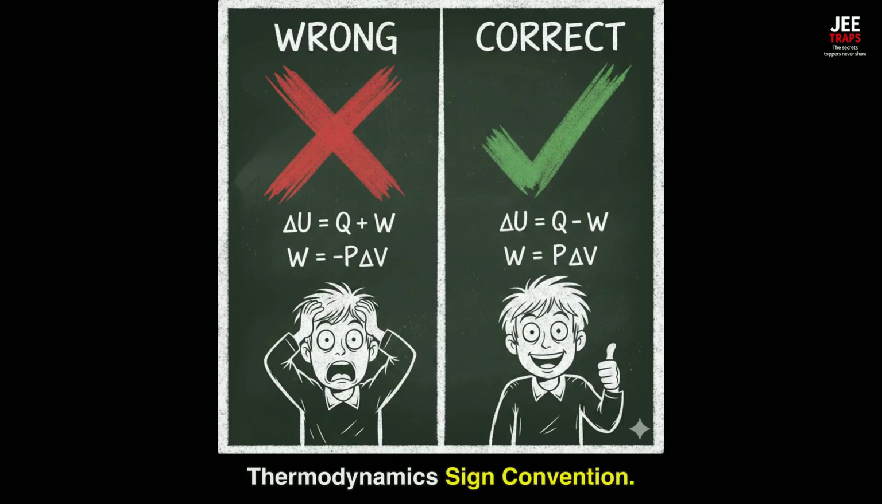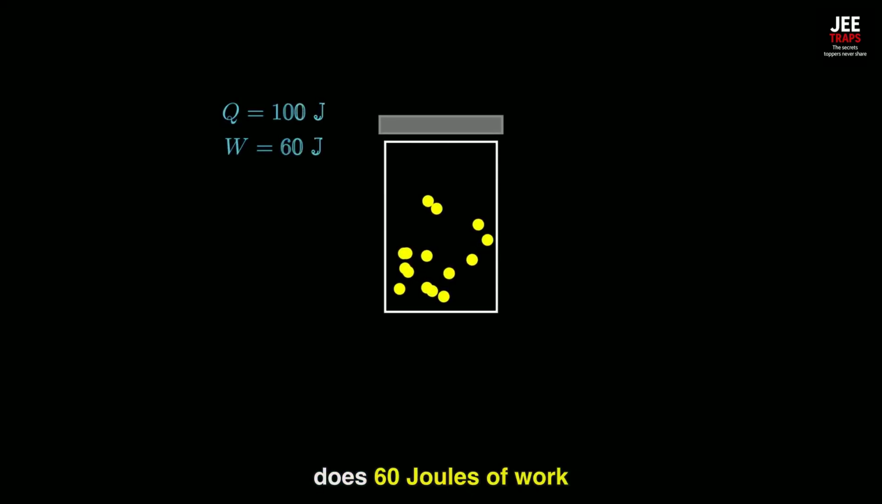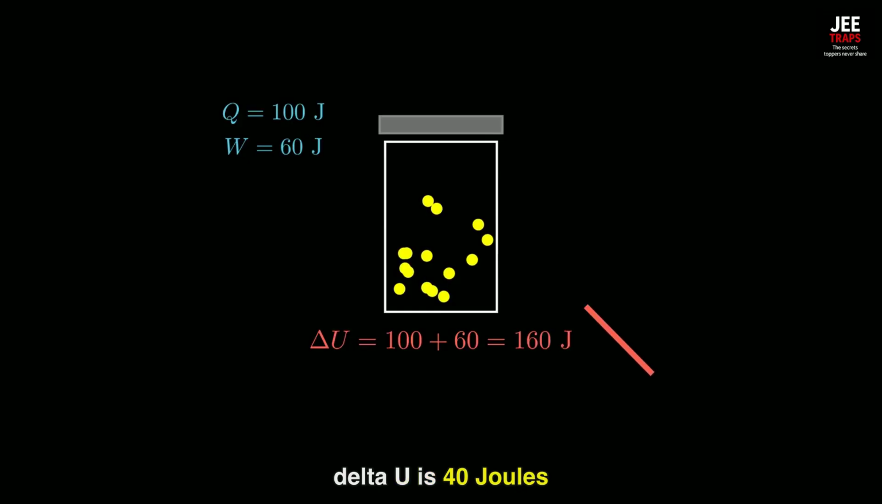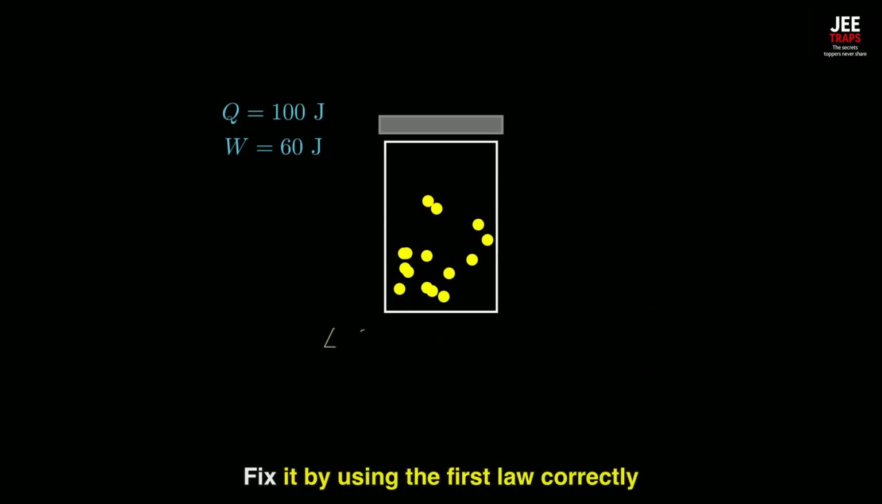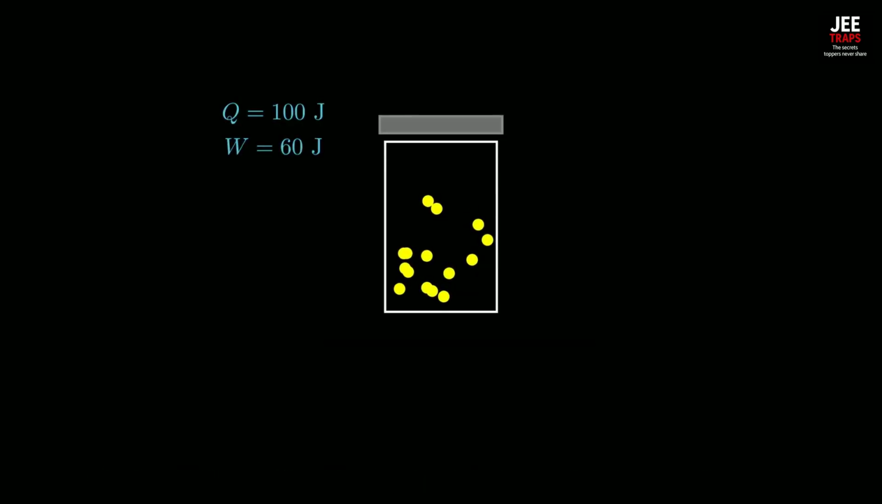Mistake 8. Thermodynamic sign convention. If you keep writing wrong signs for heat or work, your calculation will be wrong every single time. For example, if a gas absorbs 100 joules and does 60 joules of work, delta U is 40 joules, not 160. Fix it by using the first law correctly, delta U equals Q minus W. Work done by the system is positive.